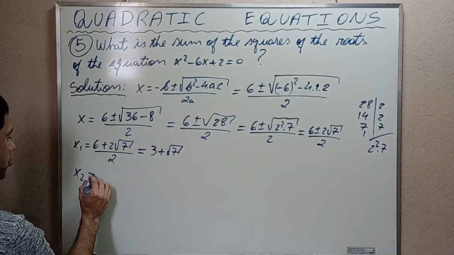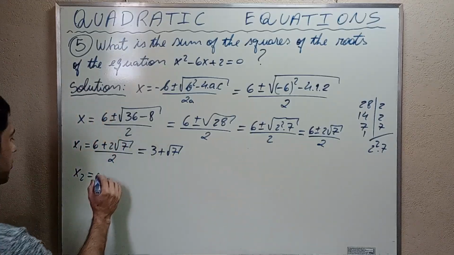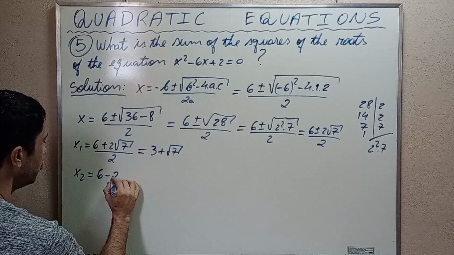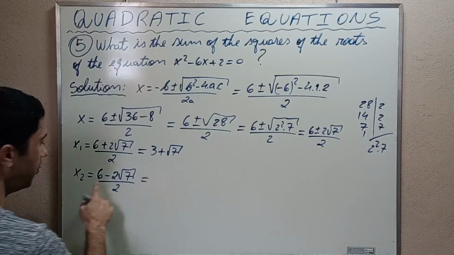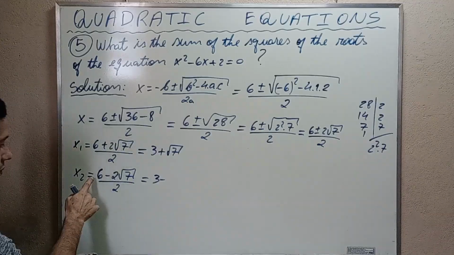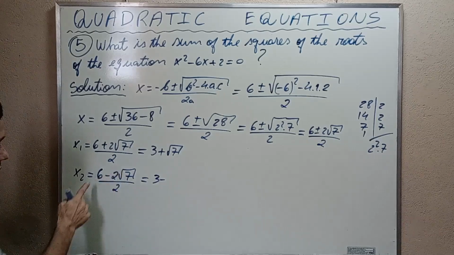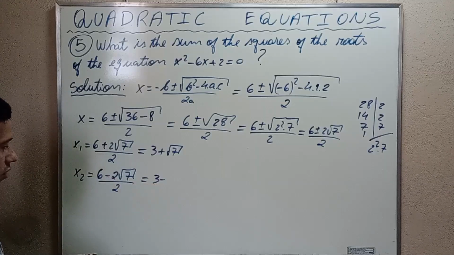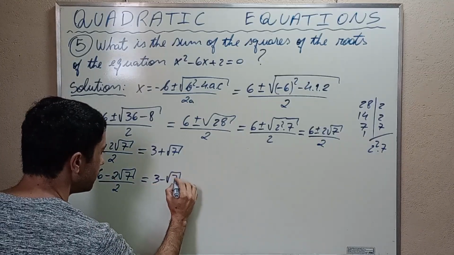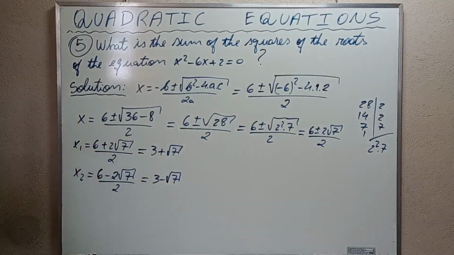And the second solution is, using the negative sign, 6 minus 2 times the square root of 7 divided by 2. And this, similarly, I divide here by 2 and here as well, okay? Remember, 6 divided by 2 is 3, 2 divided by 2 is 1. Okay? These are the roots.